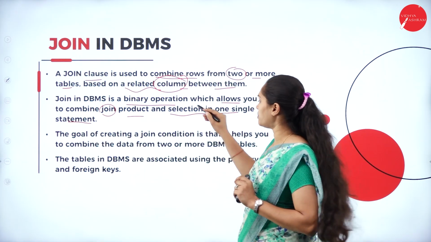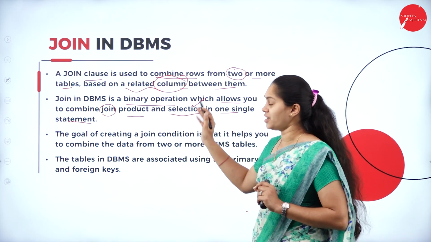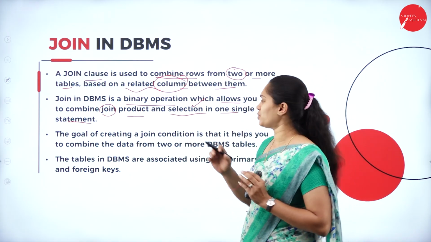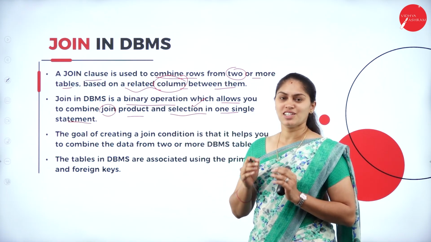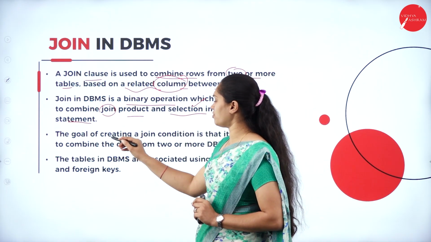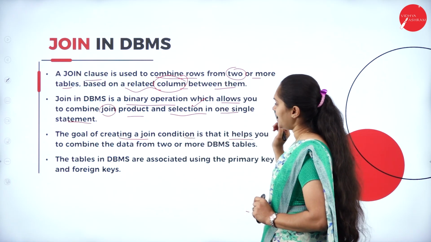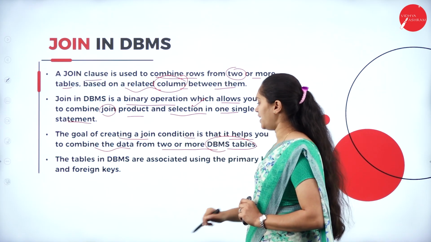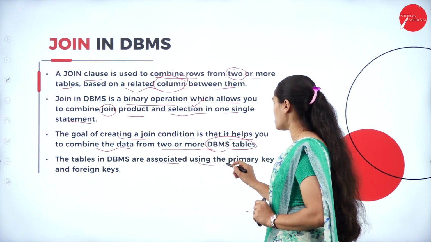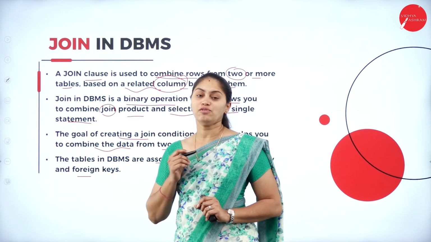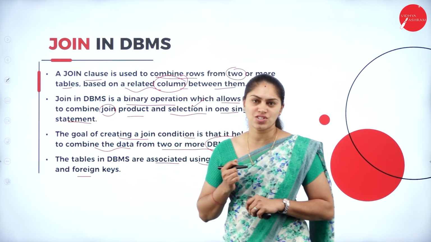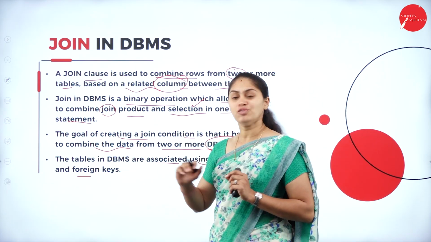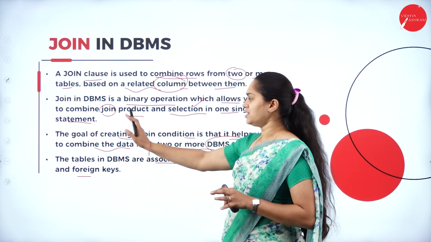Already you all know about the selection and projection operations. So by making use of the product and selection operations, we are combining them together in order to work with this join operation. The main goal of creating a join condition is that it helps you to combine the data from two or more DBMS tables, and it will be associated using the primary key and foreign key. How do we establish a relationship between two different tables? That is with the help of the primary key and foreign key.